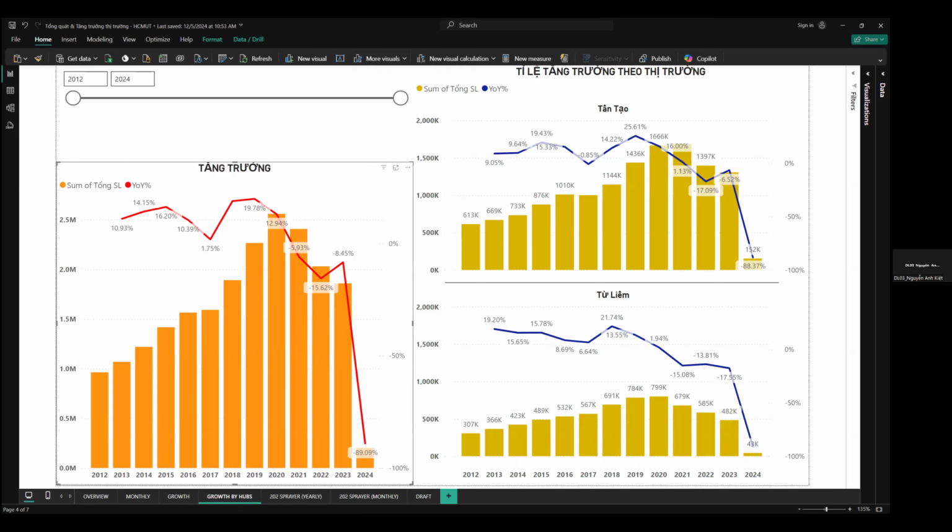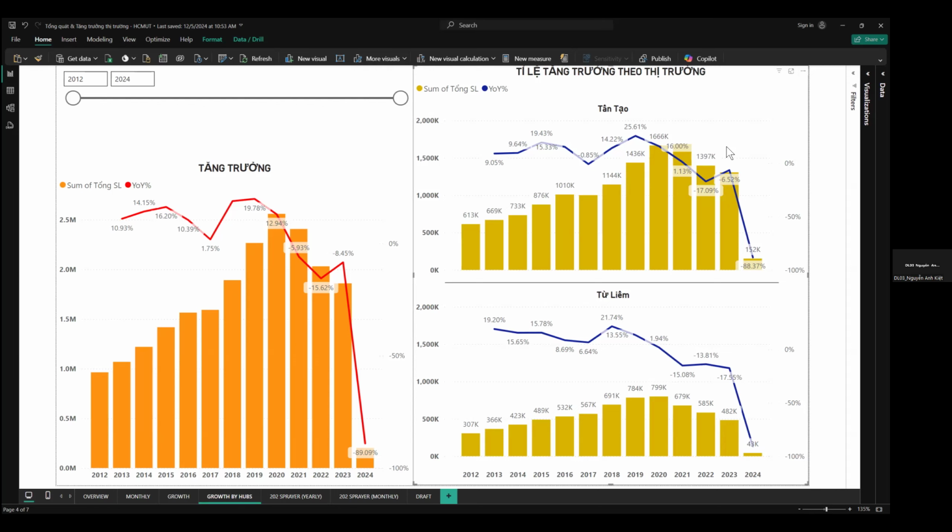Now, let's take a look at the segment performance across two key regions, Tân Tạo and Từ Liêm. First, for Tân Tạo, the top performance achieved its peak in 2020 with a total sale volume of 1.66 million, reflecting a strong 16% YOY growth.